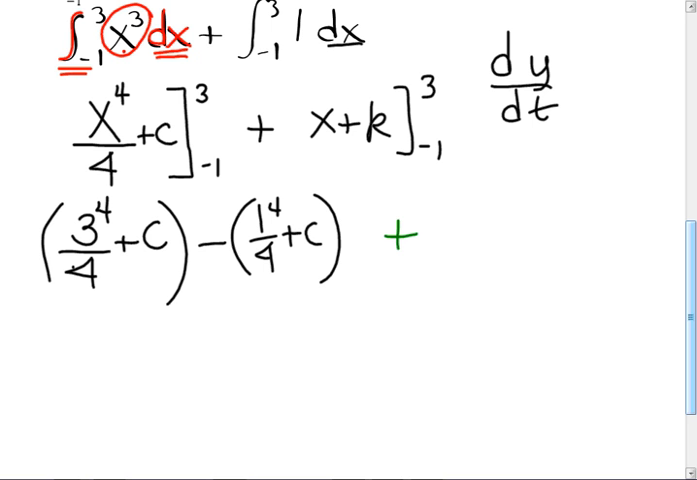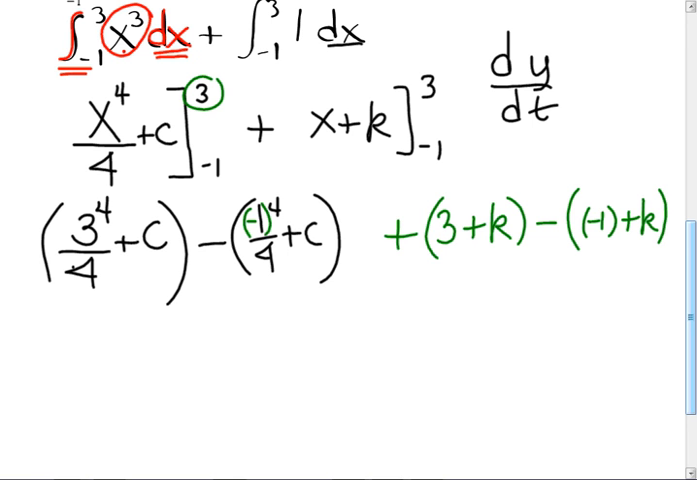This is a different constant. Could be the same. Negative 1, that's 3. Now we're going to put in 3, right? Plus k, minus, and then we substitute in negative 1 plus k. What's going to happen to the k's? They're going to cancel. So I don't need those constants.